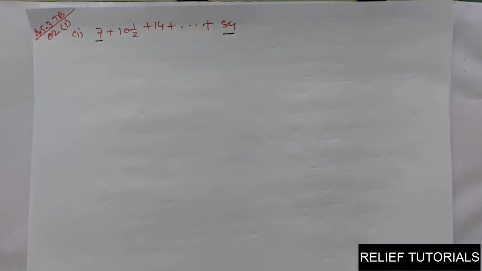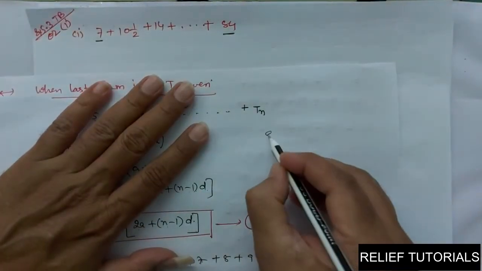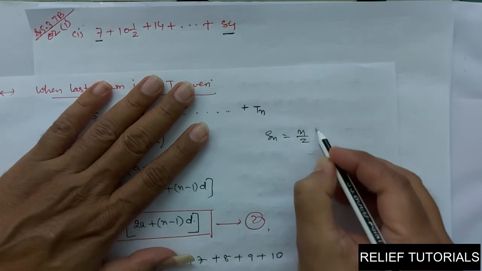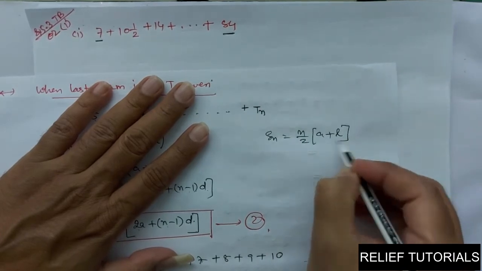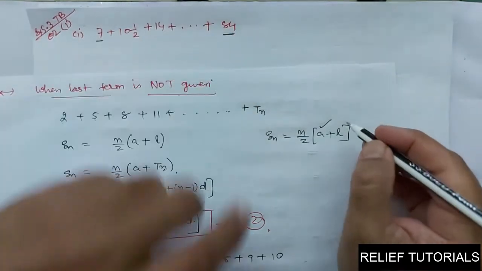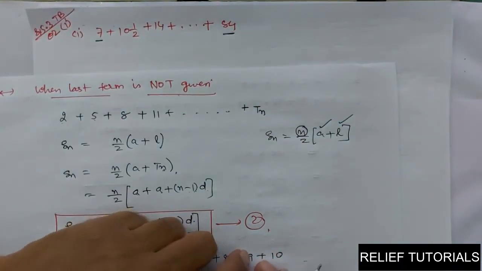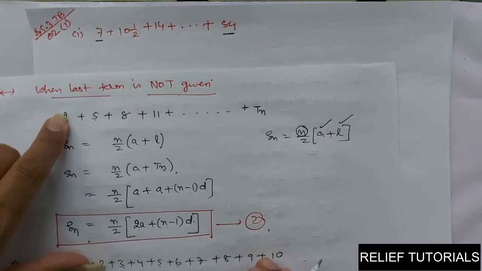So what we will do, we will use the first formula, sir. That is, Sn equal to n by 2 (a plus l). This formula we will use. So what do we require here? We require the first term, so we have the first term. We require the last term, we have the last term. We require n. Do you have n? We don't have n here.